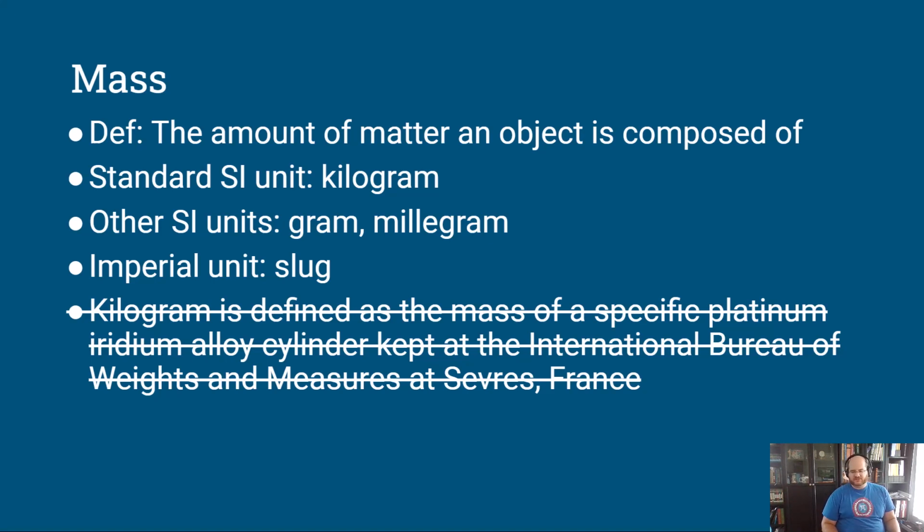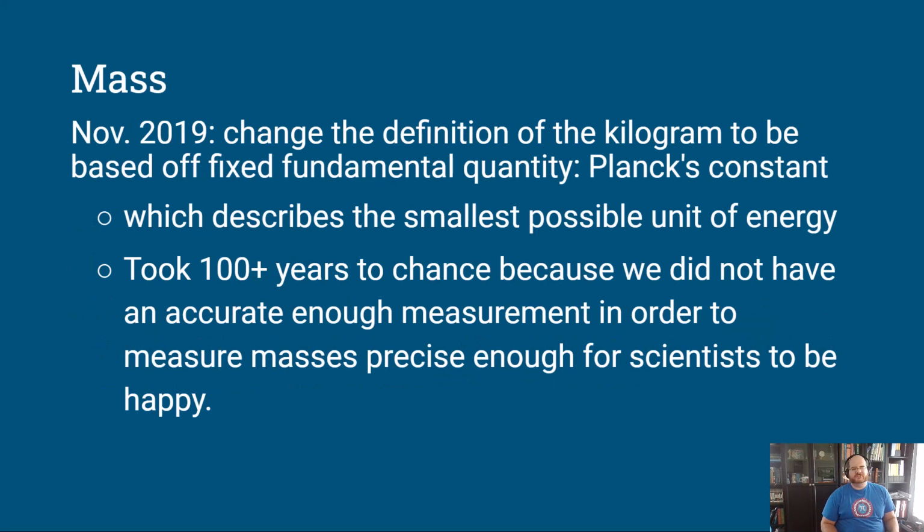However, that is no longer the definition of mass, which is why it's struck out. The new definition was formed in November of 2019, and it changed the definition of a kilogram to be based off the fixed fundamental quantity called Planck's constant, which is the smallest possible unit of energy.